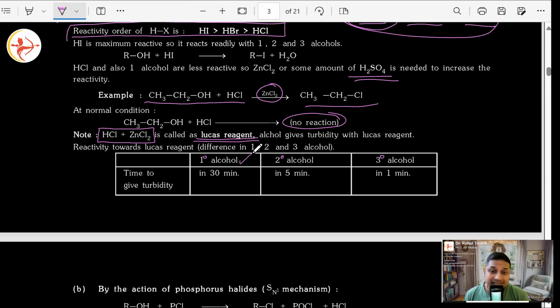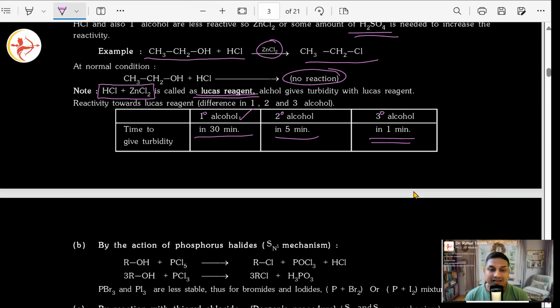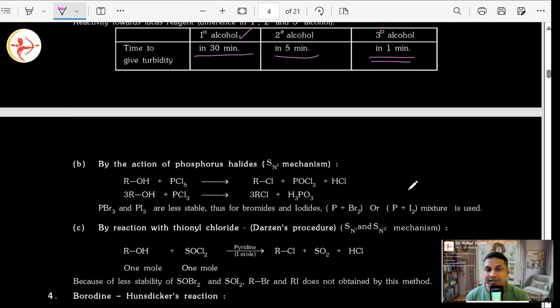Because they are less reactive, it takes almost half an hour to form a precipitate, basically to make the whole solution turbid. Yes, the visibility of the solution goes away, the solution becomes turbid in almost 30 minutes. The same thing happens in case of 2 degree alcohol within a matter of 5 minutes. But in case of 3 degree alcohols, within a matter of a minute. Very fast. Yes, highest reactivity.